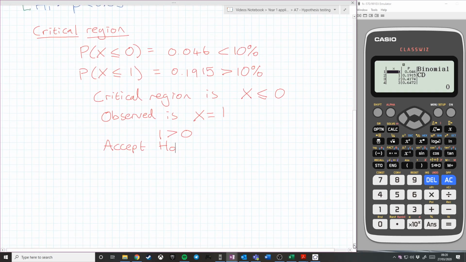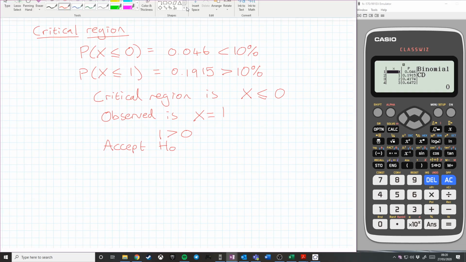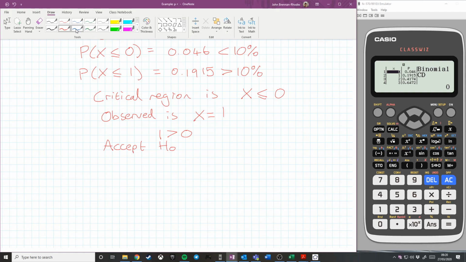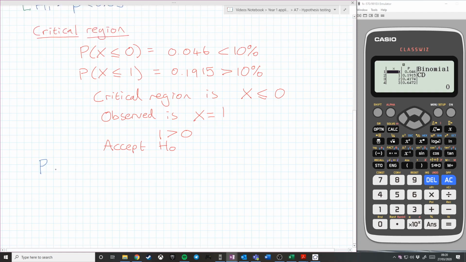And then I would conclude. But I'm actually just going to do the p-value method as well, just to show you. You don't have to do both of these, but this is what would happen in the p-value method. I would just calculate the probability of x being less than or equal to the observed result, which was 1. And that is 0.1915, which is greater than 10%.